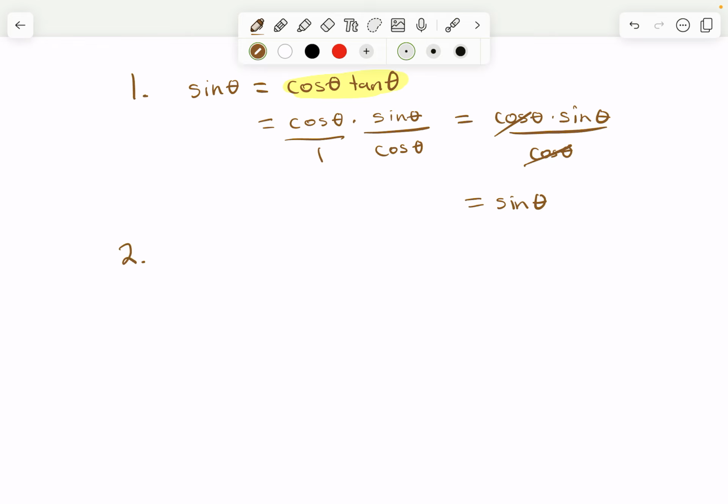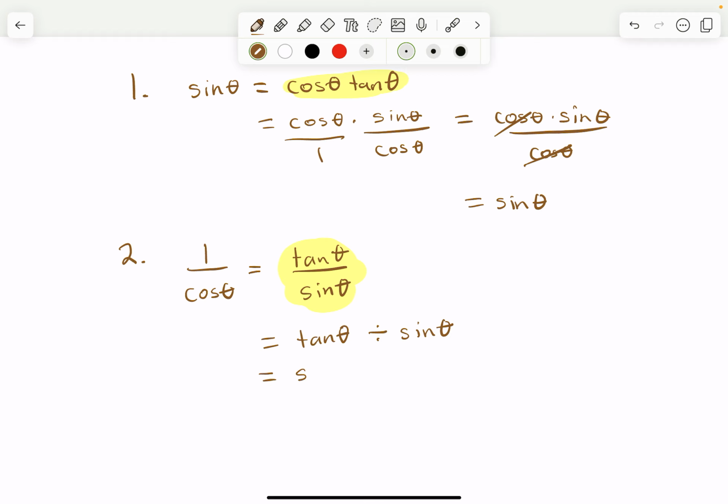All right, we move on to number 2. Once again, I think the left side is a little easier to work with. There's more action here, and our goal is to get 1 over cosine. So one thing I like to do a lot is I like to write division side to side. And I see that there's a tangent again, so I think it'll be cool to write it in terms of sine and cosine.